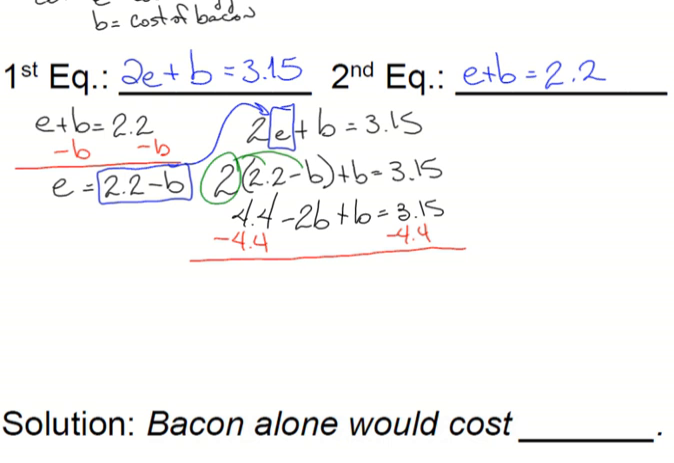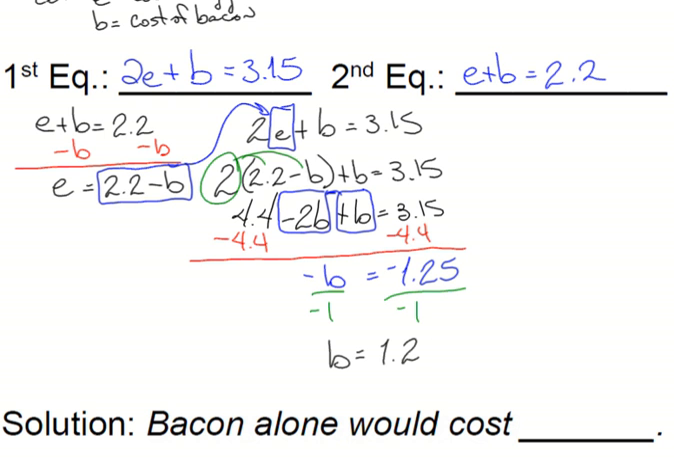When we subtract, we can also go through and combine my like terms here. At this point, I have a negative 2B and a positive 1B, so that gives me a negative B is equal to a negative 1.25. So in order to make this positive, I divide both sides by negative 1. And find that B is equal to 1.25, which is $1.25 for bacon.